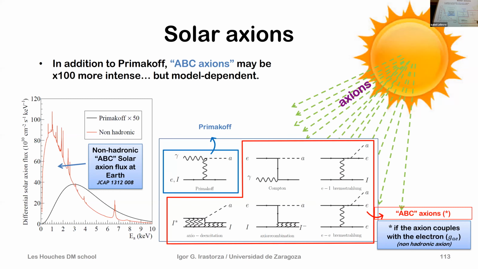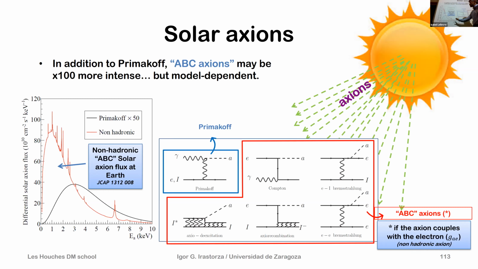So there is a very nice recent computation of what we expect from this axion-electron coupling, and you can see that this red curve represents the so-called ABC solar axion flux. ABC comes from the initials of these processes: axion recombination, Compton, and bremsstrahlung.